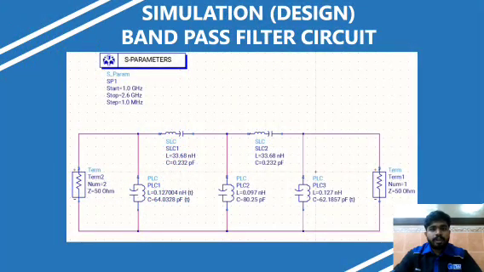This slide shows the completed ADS schematic for the bandpass filter. The circuit consists of 3 parallel resonators, 2 series resonators, input and output ports, and a parameter simulation controller. The simulation was performed between 1 GHz and 2.6 GHz.